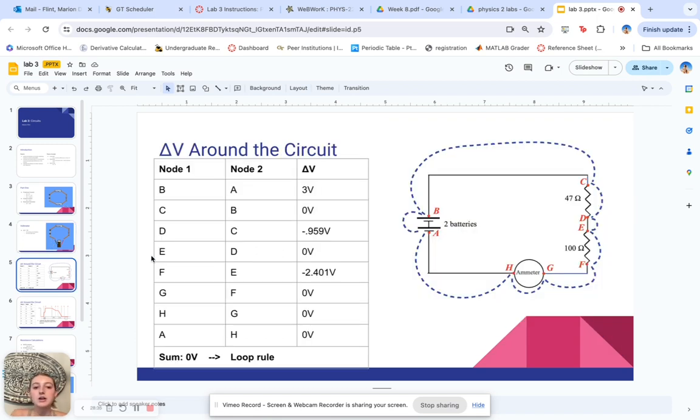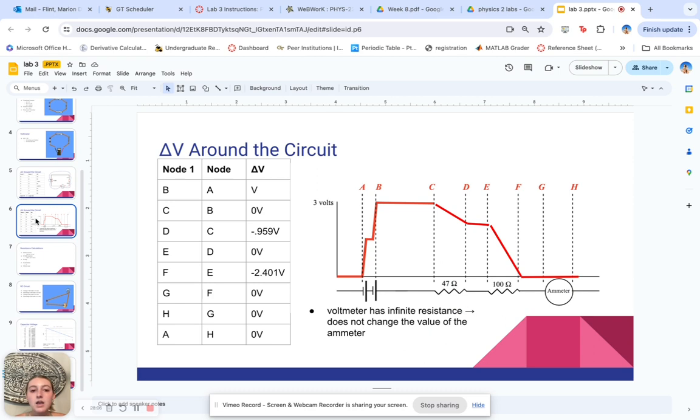So here is the difference in voltage around the circuit. You can see the different labels for node 1 and node 2. Based on where it's going through, you can see the delta V. So for B and A, it was 3 volts, and then 0 volts for B and C. And as you can see, the sum is always 0, so it does follow the loop rule wherever it's going through.